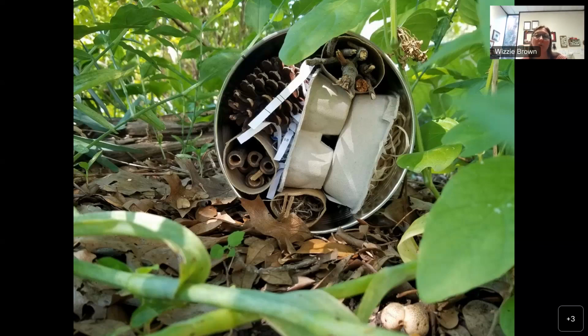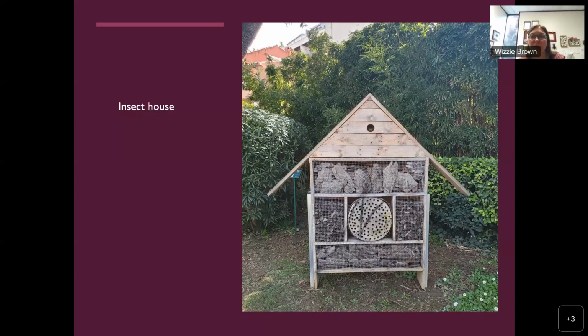And this is a great project to do with kids if you do any type of junior master naturalist stuff. This one is a more fancy version.